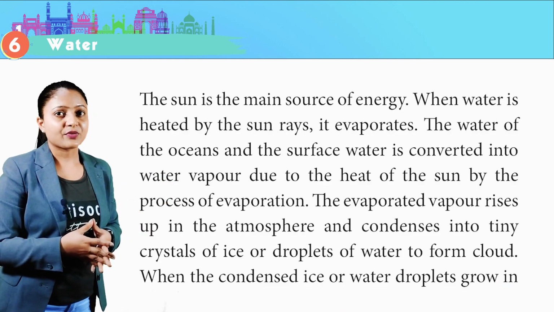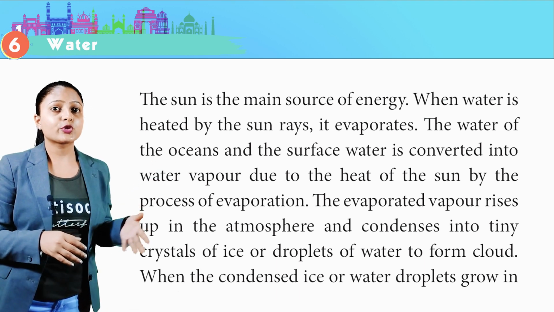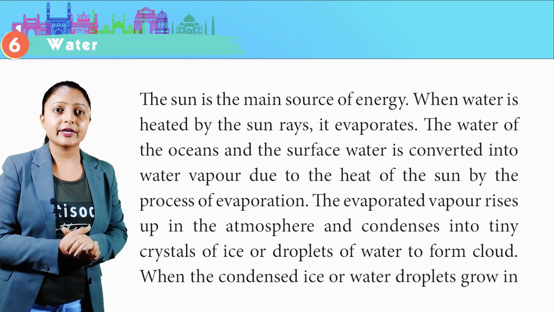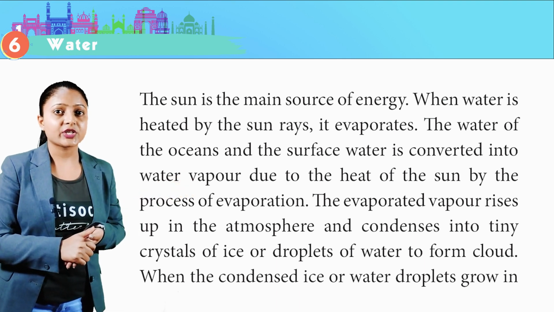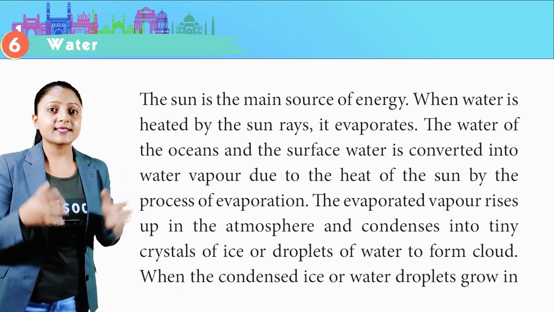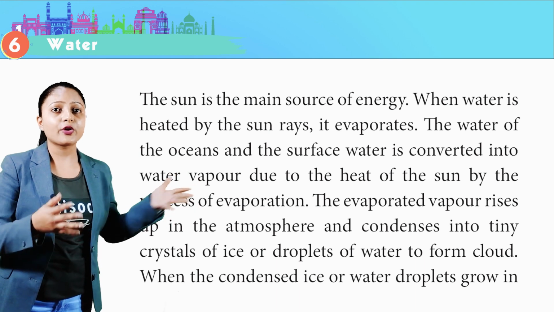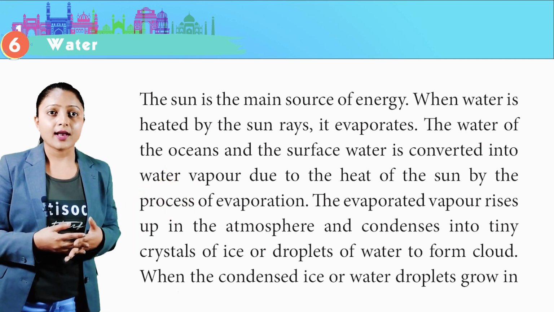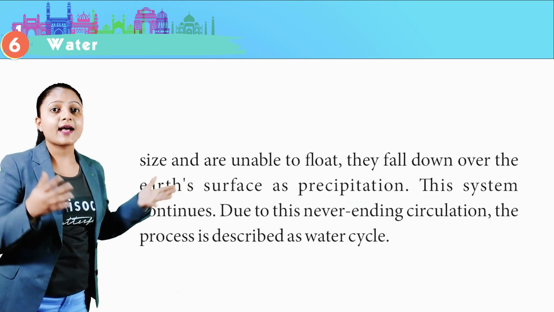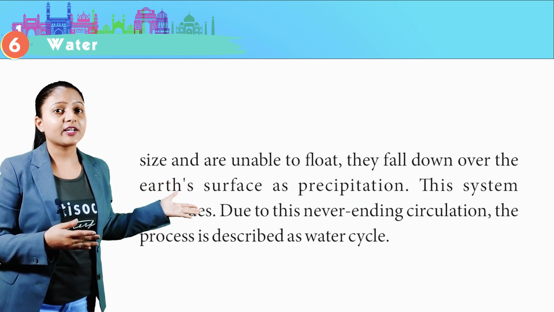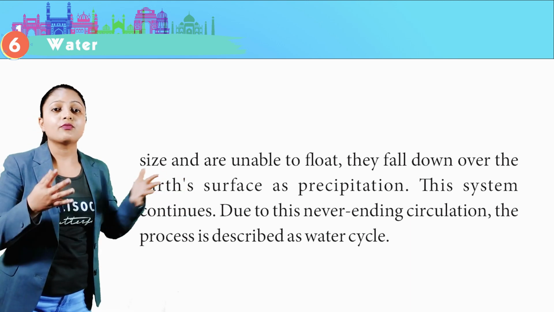The sun is the main source of energy. When water is heated by the sun rays, it evaporates. The water of the ocean and the surface water is converted into water vapor due to the heat of the sun by the process of evaporation. The evaporated water rises up in the atmosphere and condenses into tiny crystals of ice or droplets of water to form cloud. When the condensed ice or water droplets fall to the earth's surface as precipitation, this system continues due to this never-ending circulation. The process is described as water cycle.